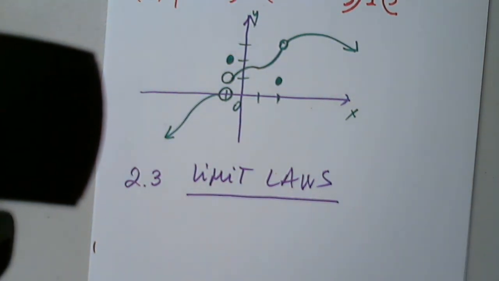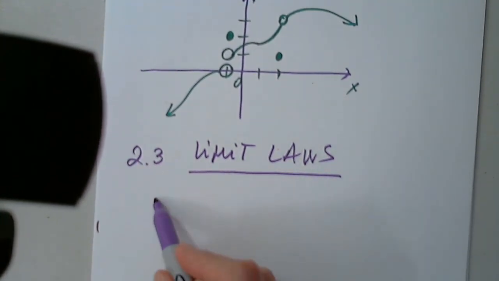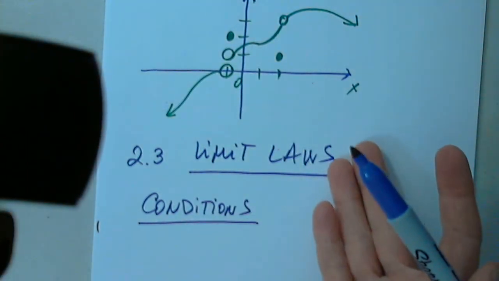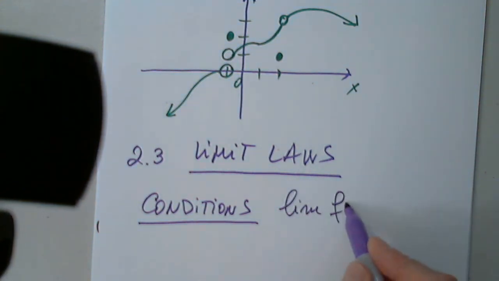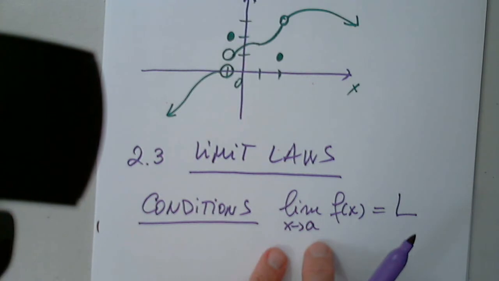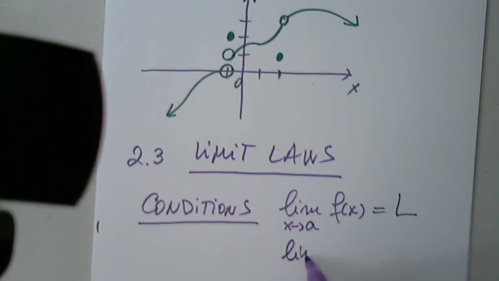Limit laws. There are several limit laws, but first of all, we have to talk about conditions of applicability. So the limit of f of x as x approaches a from either side. When I say this, it means that this is a number. The limit exists from either side. The limit from the left is L. The limit from the right is L. Another condition: the limit of g of x, another function, as x approaches a, also exists. And let's say it's a number M.